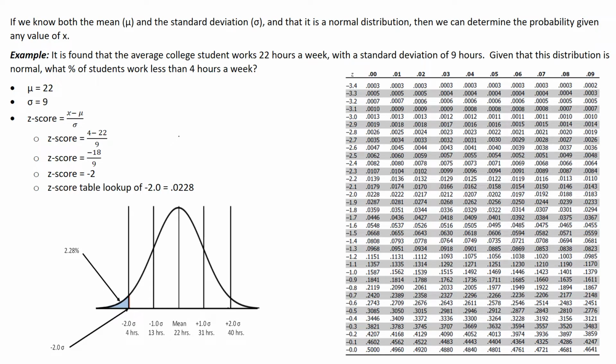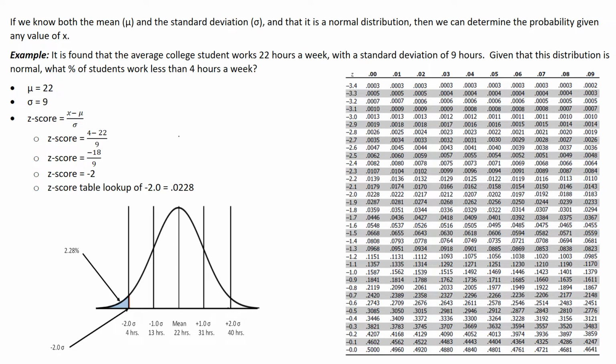Now, here's an example. It is found that the average college student works 22 hours a week with a standard deviation of 9 hours. Given that the distribution is normal, that means it's a bell curve, what percent of students work less than 4 hours a week? I've got a curve here on the bottom, and you can see the mean is 22 hours. One deviation is 9 hours.